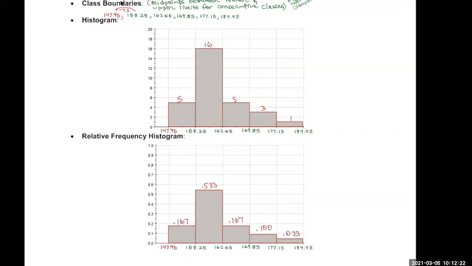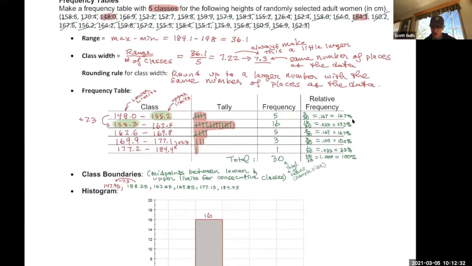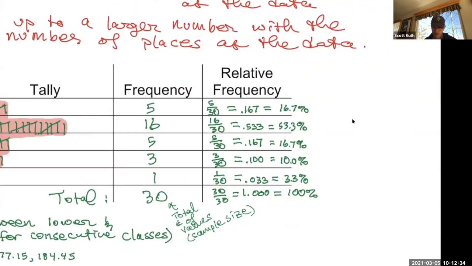Why do we need to convert to a decimal or a percentage for the relative frequency when we're not using that in the relative frequency histogram? Well, why did I convert them to a percentage? Well, like we're not using that in the graph at all.